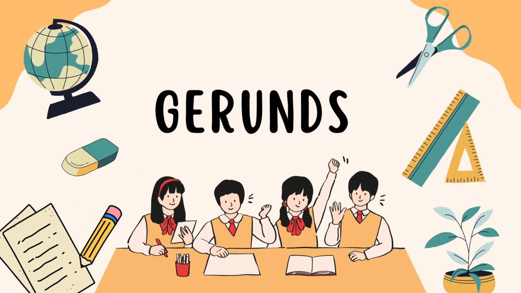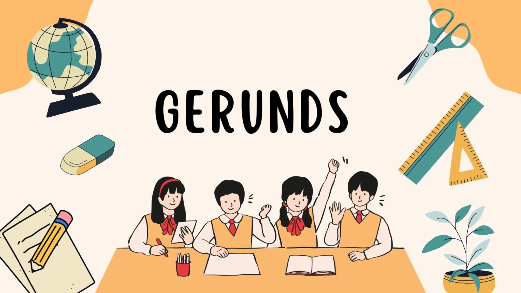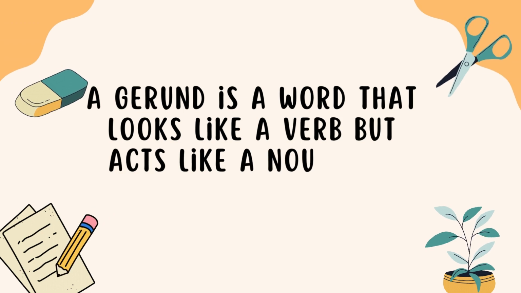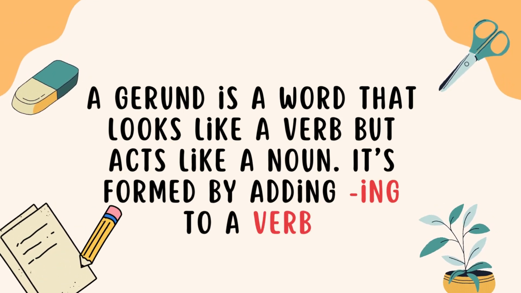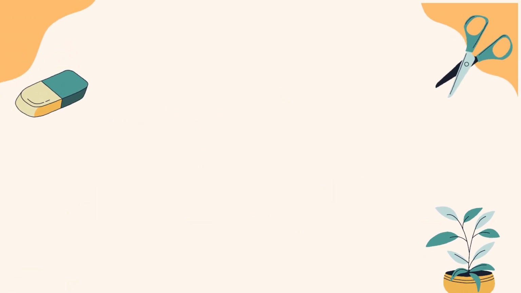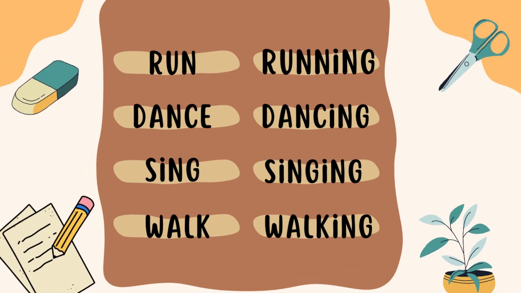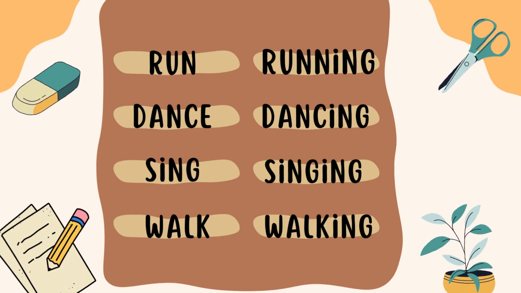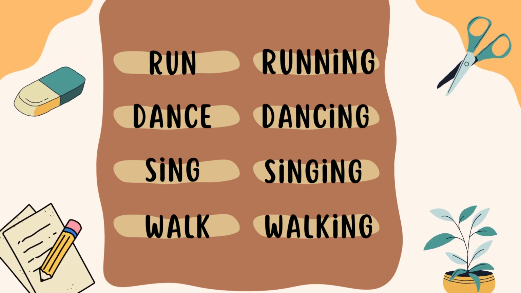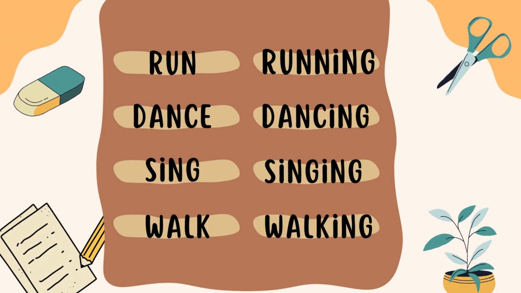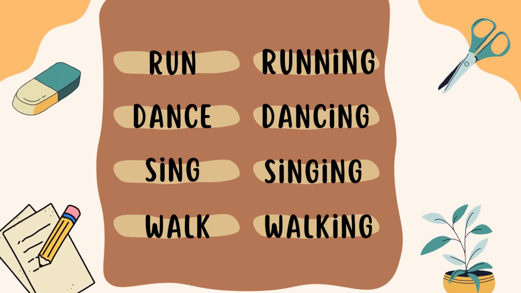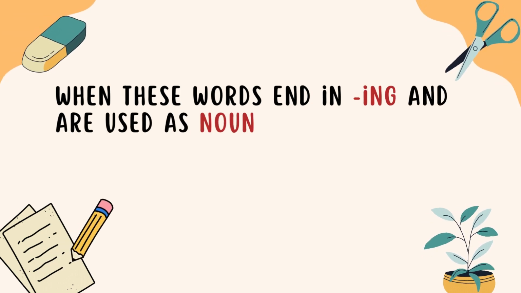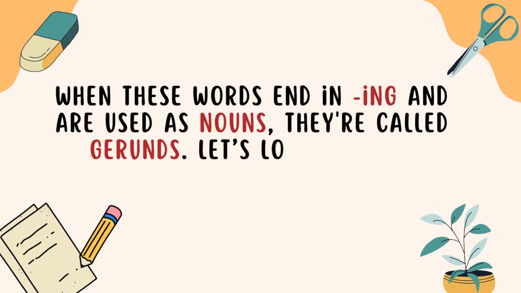In today's lesson, we will talk about gerunds. A gerund is a word that looks like a verb but acts like a noun. It's formed by adding ing to a verb. For example, when we add ing to the word run, it becomes running. Dance becomes dancing. Sing becomes singing. And walk becomes walking. When these words end in ing and are used as nouns, they are called gerunds.